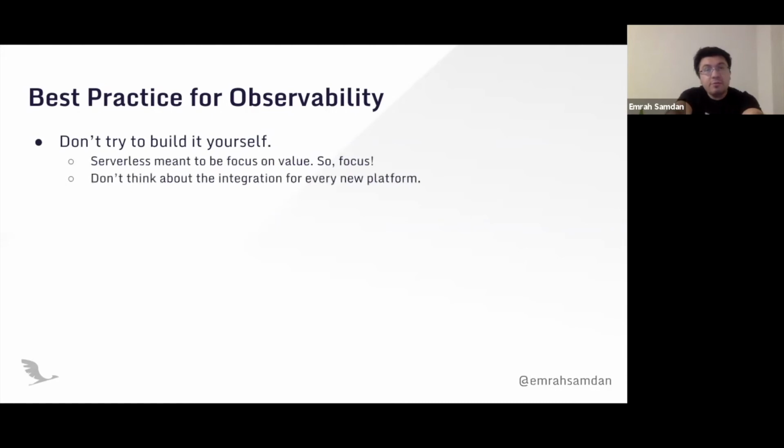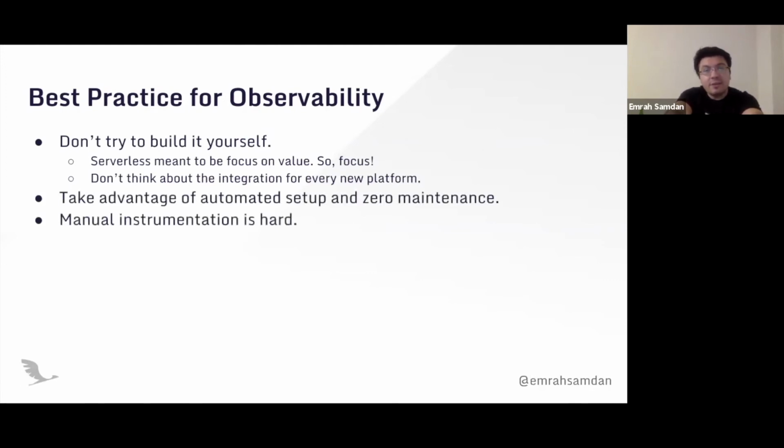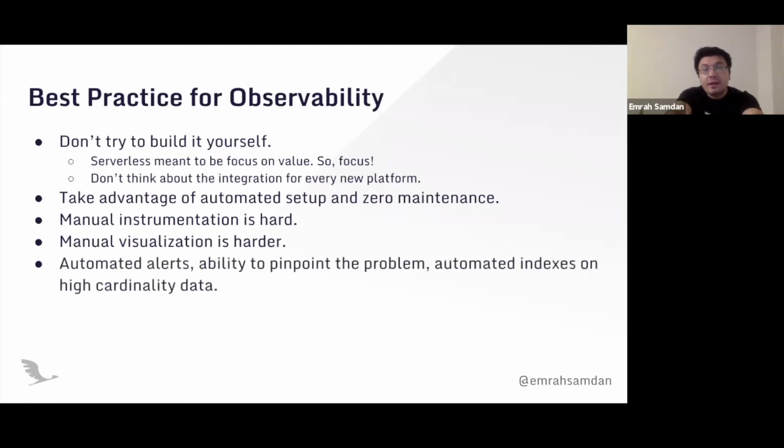Focus on your value. Let's say that you build something for your current stack, but after a while you will build something with some other function or some other technology, and you will need to ask yourself, okay, now I need to maintain another observability setup for this. Take advantage of automated setup and zero maintenance, and do not try to do manual instrumentation unless you really need to. Visualizing such things is also hard. Try to have automated alerts and the ability to pinpoint problems using a solution.